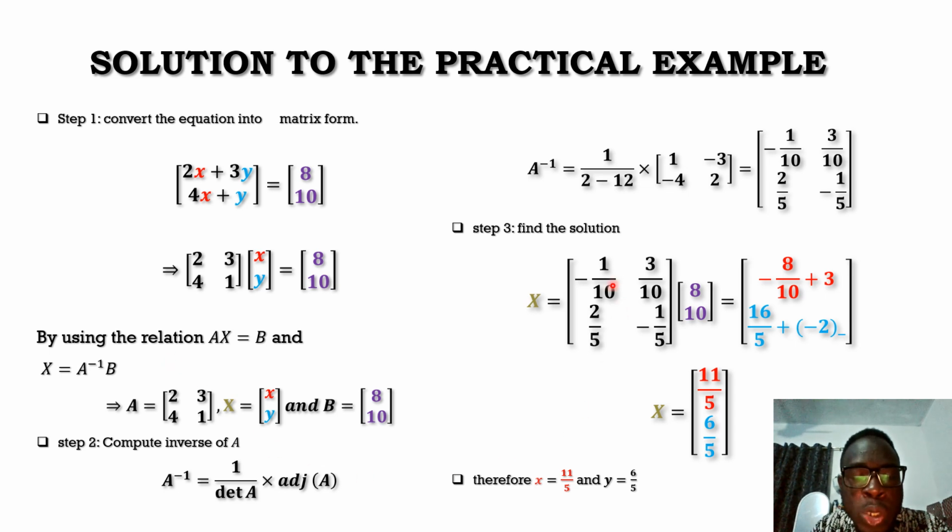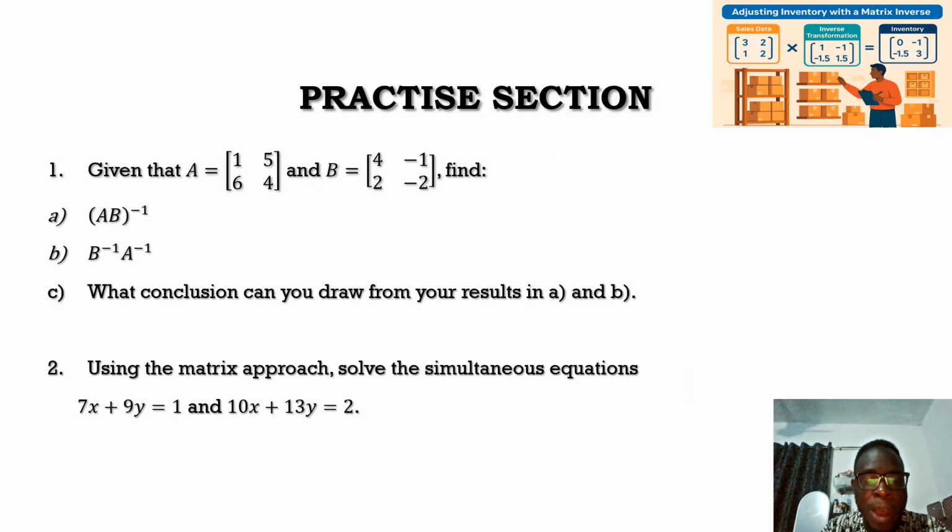So that is how we use an inverse application to solve two simultaneous equations containing two unknown variables. So we have a practical section here for us to try our hands on. Given that matrix A is this and B is this, find this matrix, then what conclusion can you draw from your results in A and B? Then using the matrix approach, solve the simultaneous equations 7x plus 9y equal to 1 and 10x plus 13y equal to 2. So try your hands on this question and send your feedback to us for us to analyze your work for you.